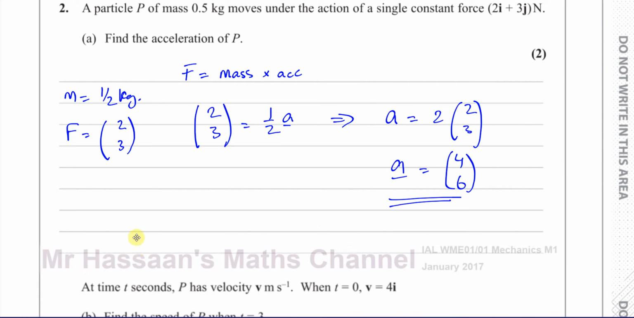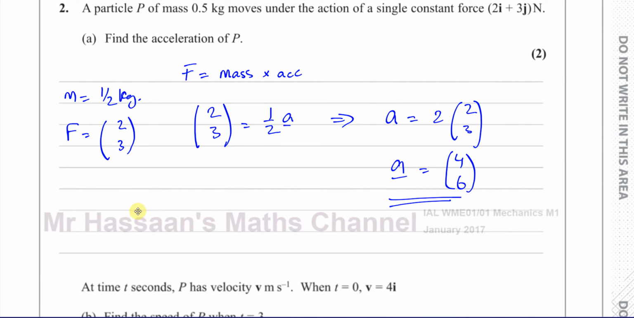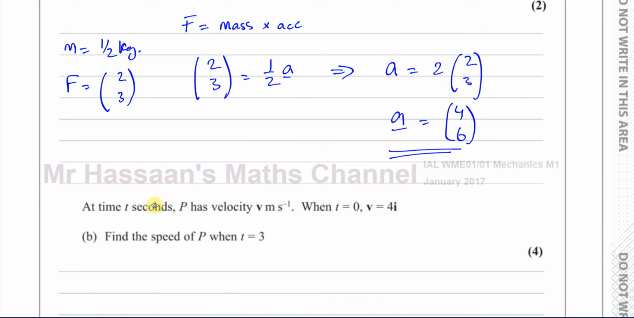Now the viewer said, for part B, I found the magnitude of the acceleration, and it didn't give me the correct answer. And the reason is, the question is not asking you to find the magnitude of the acceleration. The magnitude of the acceleration is not the speed. We have to first find the velocity.